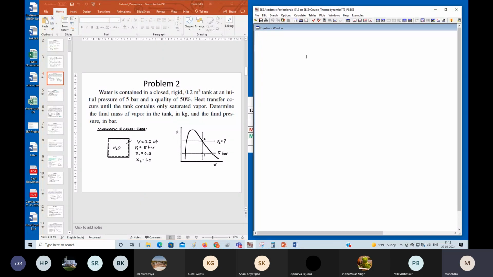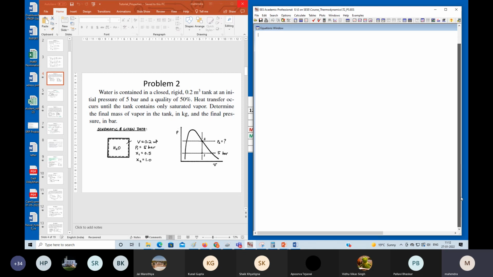This is the Engineering Equation Solver platform. Are you able to see this? Can anyone please confirm? Yes, sir. Okay, nice. So problem number 2, as you know, is the problem we practiced that day. This is your EES platform.